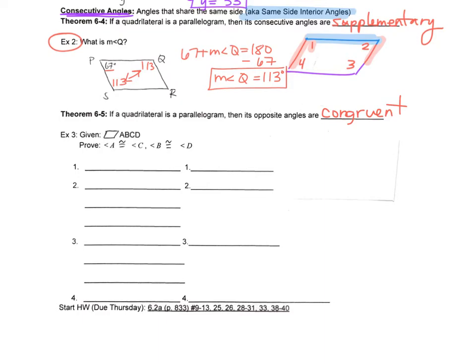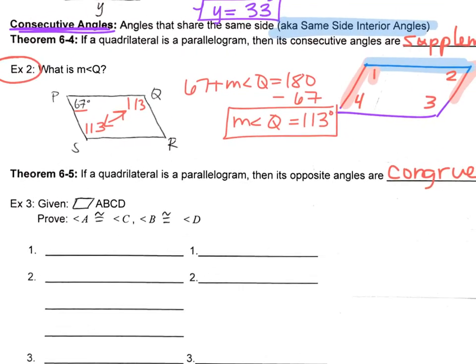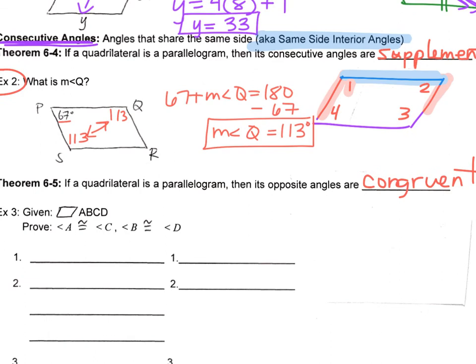So what would angle R be up top? That would be 67, either supplementary to this guy or equal to the one across from it. Okay, so opposites are congruent, consecutives are supplementary. Okay, any questions on that?